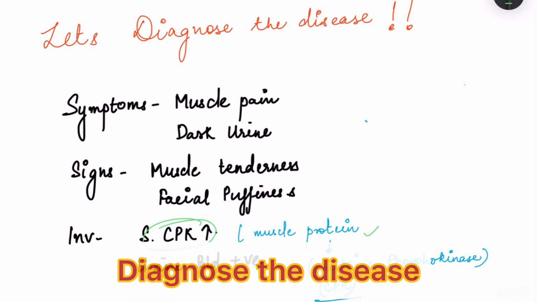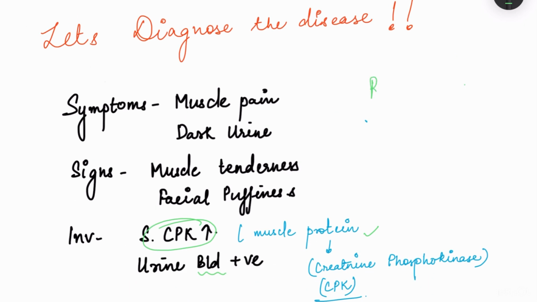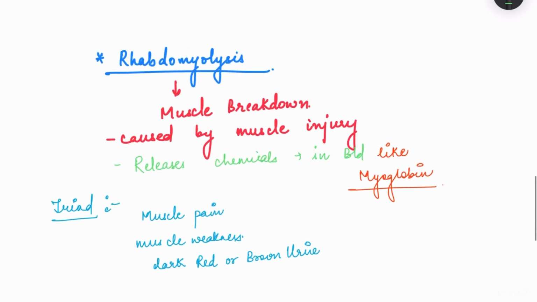So I'm going to tell you the diagnosis, which is rhabdomyolysis. So what is rhabdomyolysis? Rhabdomyolysis is a muscle breakdown which is caused by muscle injury and which releases chemicals like a protein known as myoglobin into the urine and the blood. And rhabdomyolysis has a triad of muscle pain, muscle weakness, and dark red or brown urine.